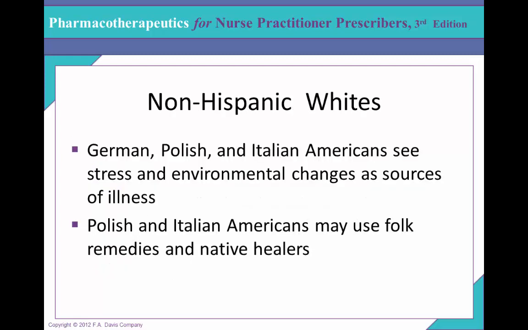The non-Hispanic whites, they may hold the belief in the evil eye, so they have healers as well. And they believe also that stress and environmental could change their disease process and health. And this is basically a summary of chapters 4, 6, and 7.